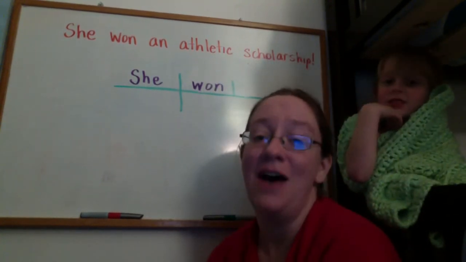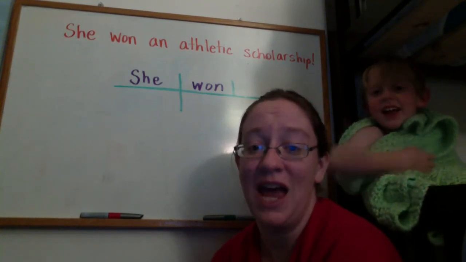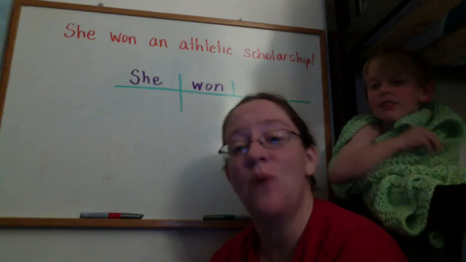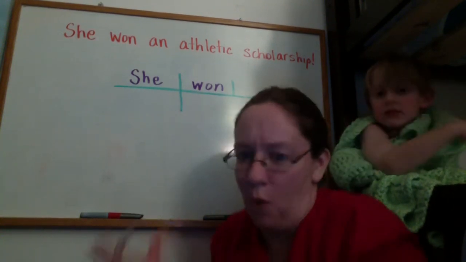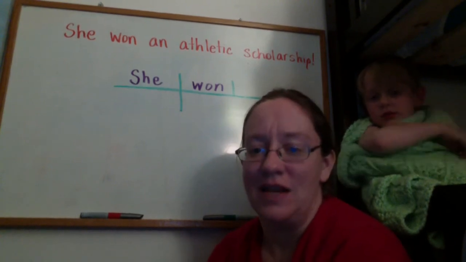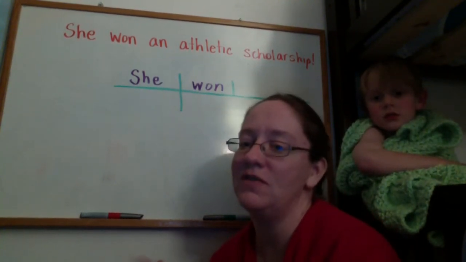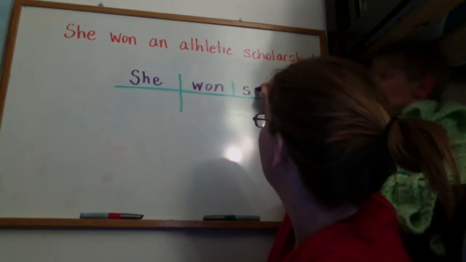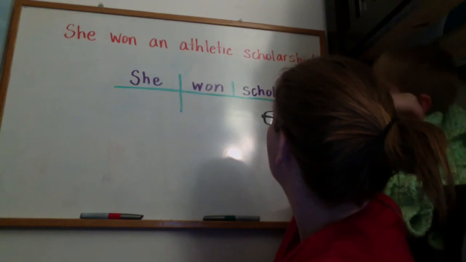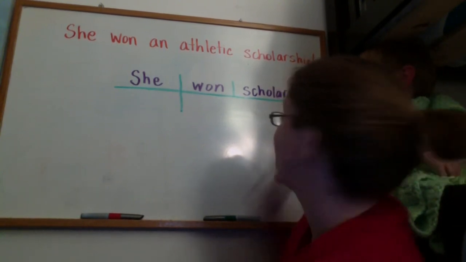Okay, now we have a direct object in this sentence because we had an action verb, so we want to think about what received the action. What was won? Well, in the sentence, the scholarship is the direct object that receives the action of being won. So we put scholarship in the direct object spot on our sentence diagram.